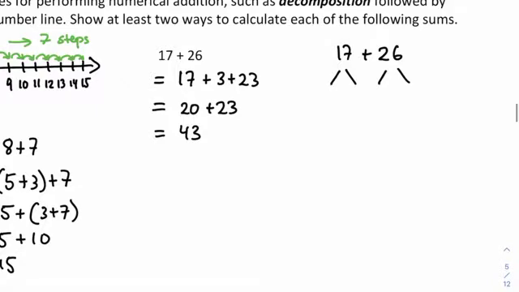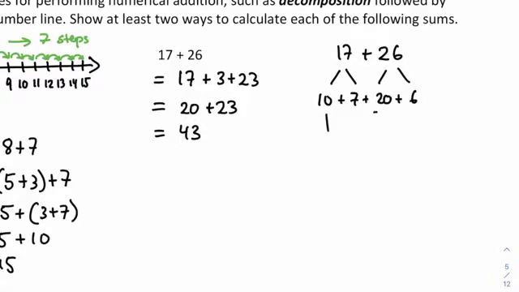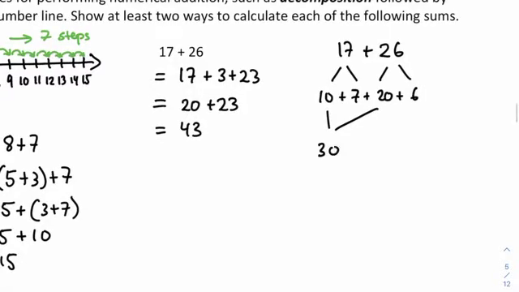powers of 10 parts. So in other words, I want to think of 17 as 10 and 7, and 26 as 20 and 6. Right, 2 10s and 6 1s. And then you group them by 10s, so you have 30. You group them by the 1s, you have 13.